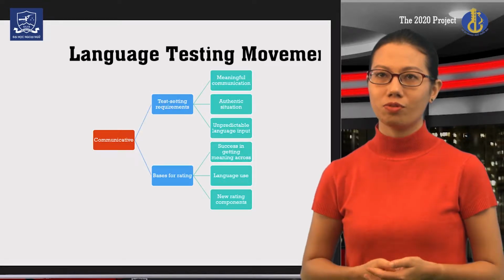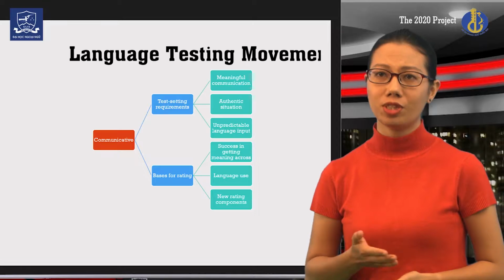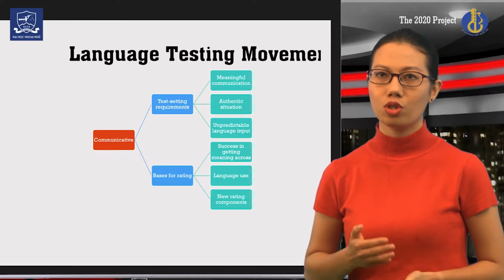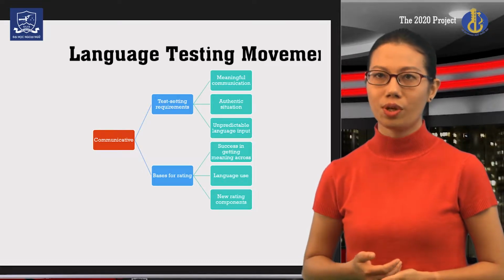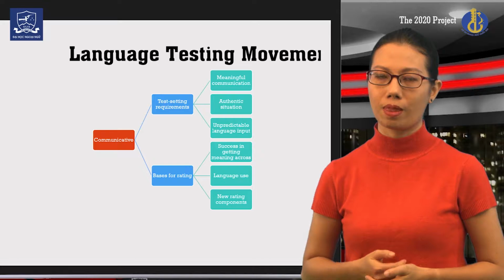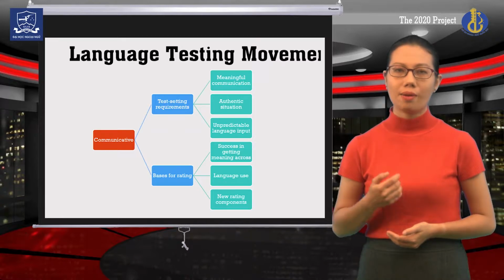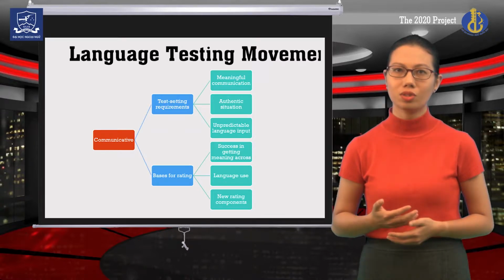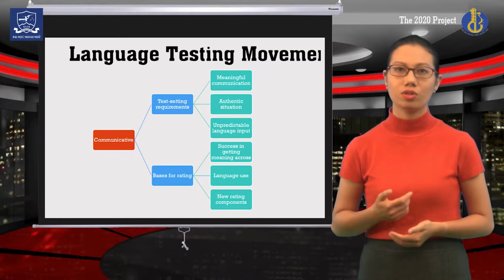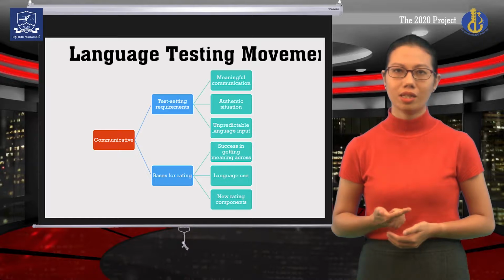Lastly, the communicative movement has basic characteristics in 2 categories. As for test setting requirements, the communication that is required of the students should be meaningful. It's also important to create a situation that is as authentic as possible. Moreover, the students should encounter unpredictable language input and be put in a position where they must produce creative language output. Finally, just like in real life, students should be using all 4 language skills, including reading, writing, listening, and speaking.